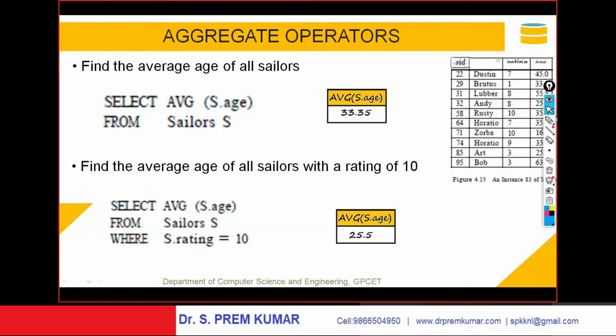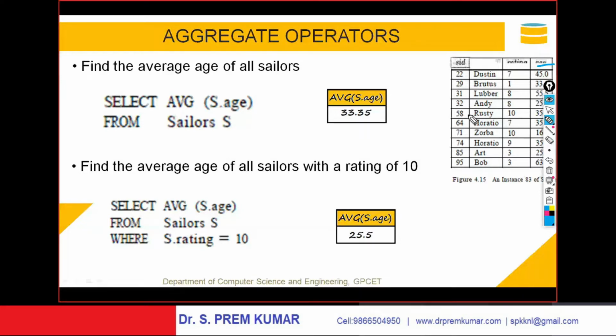You observe here I am specifying select average of age from sailors. This is the sailor table, and of course we have the sailor ID, sailor name, rating and age. I am saying AVG of age, average age from sailors. Sailors is a relation. In this relation, age is the column. What is the average? AVG is a function. It is a group function or aggregate function. Select AVG of age from sailors.